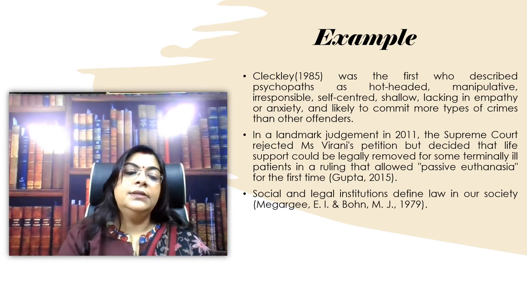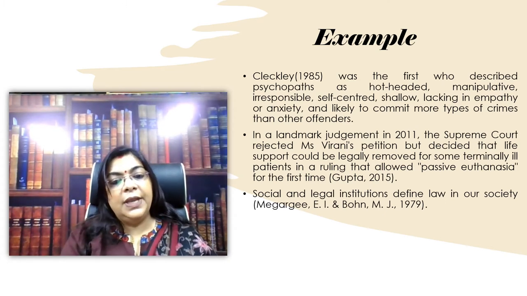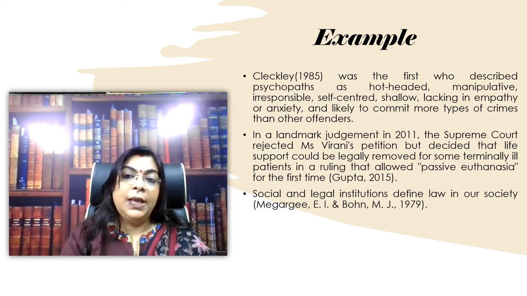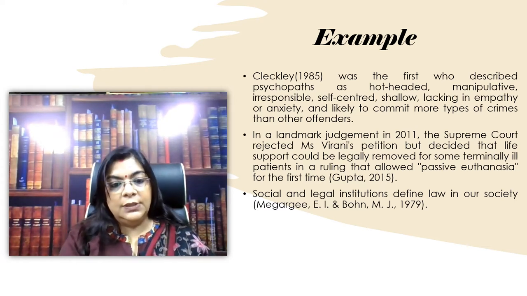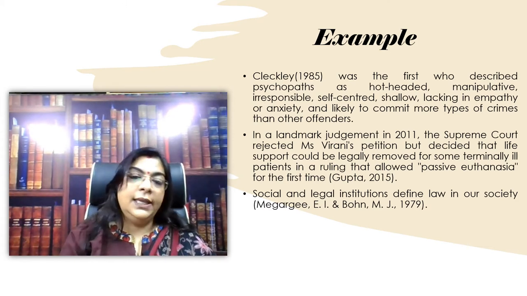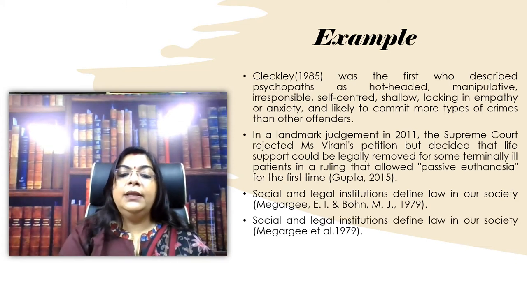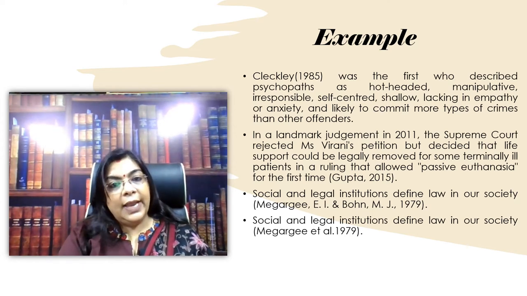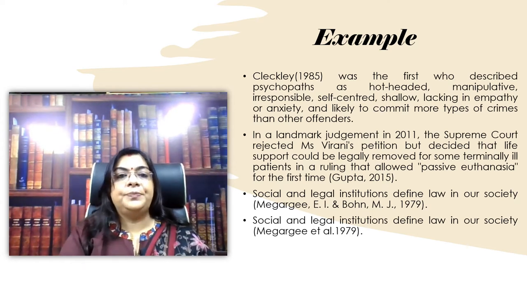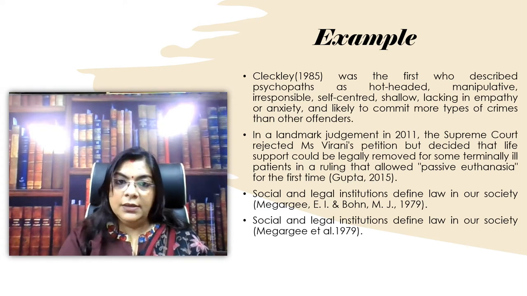Now the third thing is, like, social and legal institutions define law in our society. This is one sentence which has been taken from more than one author, that means maximum two or three authors. So you have to write the names of a maximum of three authors and then the year. But when there are more than three authors, again, as I stated, write only the surname of the first author and then use et al. and the year.